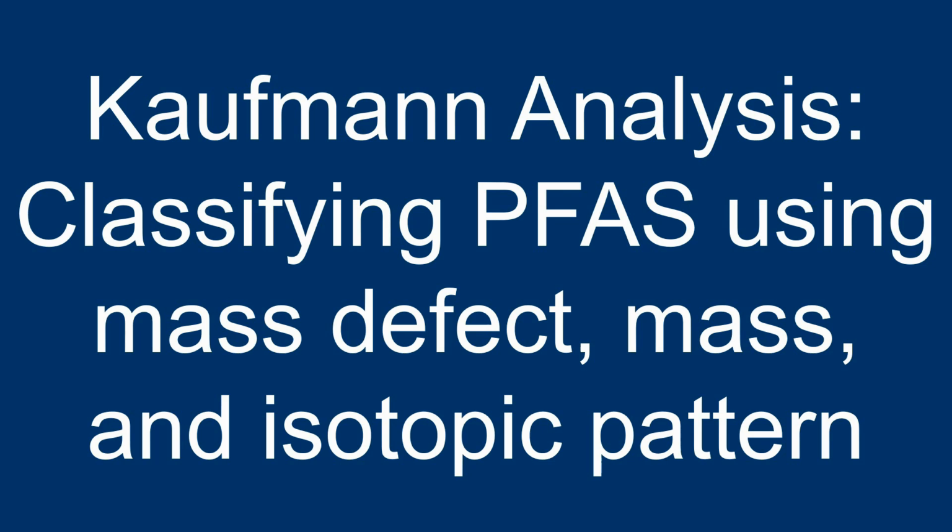today I'm going to be talking about how we can combine all those pieces of evidence, mass defect, mass and isotopic pattern, in what's called Kaufmann analysis, not to identify a PFAS molecular formula or a PFAS structure, but to actually classify whether a molecule is PFAS or not PFAS. So for example, let's imagine we're in an industrial setting and they wanted to clean up their smokestacks, and they wanted to know how much of the stuff coming out of our smokestack is still PFAS and how much is not. And so we can classify all those molecules as PFAS or not PFAS, regardless of whether we can identify them.